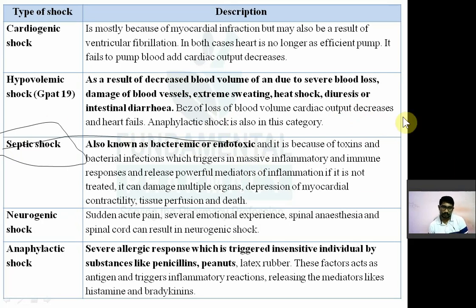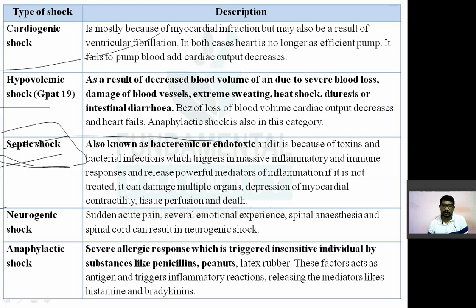Types of shock are important. First one was cardiogenic shock, second was hypovolemic shock, third is septic shock. Now next one is neurogenic shock. In septic shock, you have to use antibiotics. In case of hypovolemic shock, you have to introduce blood directly. Blood transfusion will be there, or you have to introduce various fluids and electrolytes in case of hypovolemic shock. Remember.